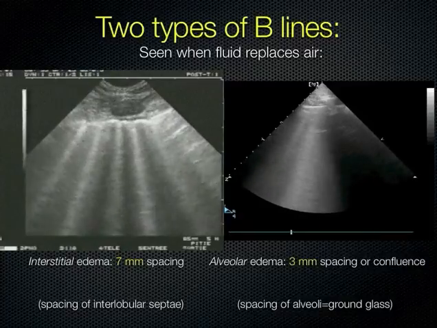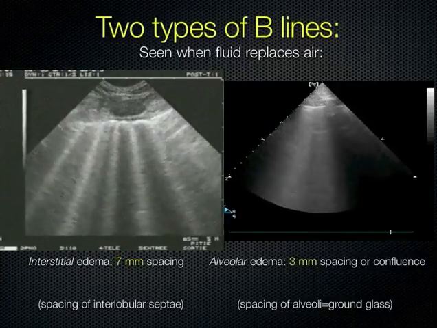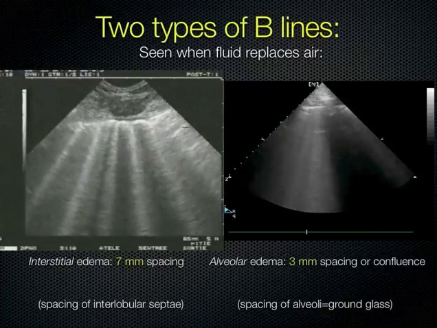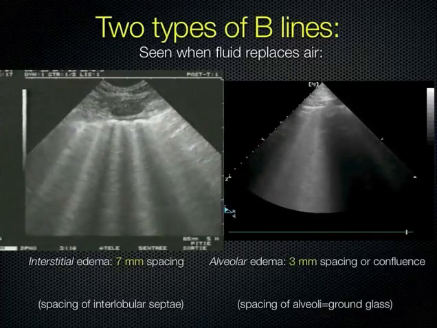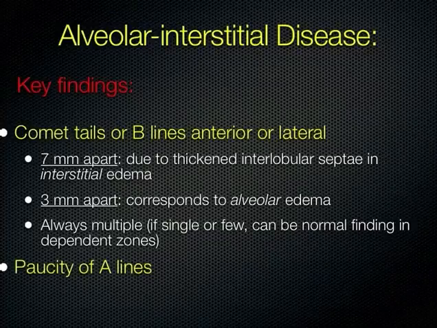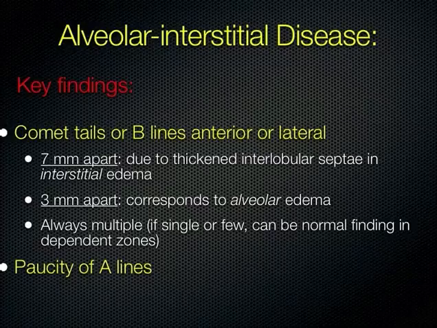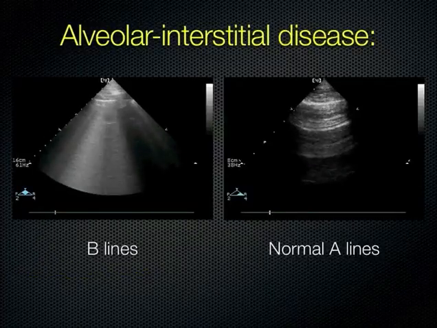All right, so just to review, the key findings when you have pulmonary edema or alveolar interstitial disease, which can be cardiogenic, non-cardiogenic, it could be fibrosis. There's many things that could create this, but essentially what it is you don't have air, you have something else in the interstitium of the lung that's replaced the air, so your A lines are gone, and then you have comet tails that go all the way to the edge of the screen. They're multiple and in multiple fields. Just a few more examples. B lines versus A lines, the horizontal versus the vertical. And just some stills of different ways that the B lines can appear.